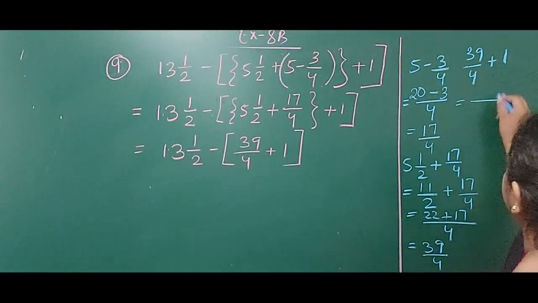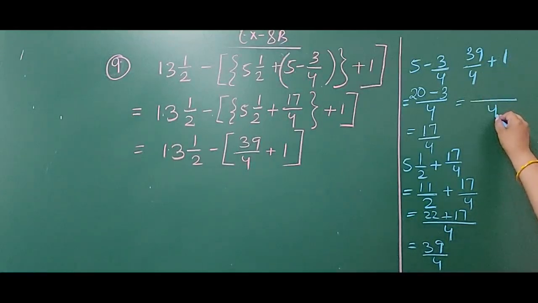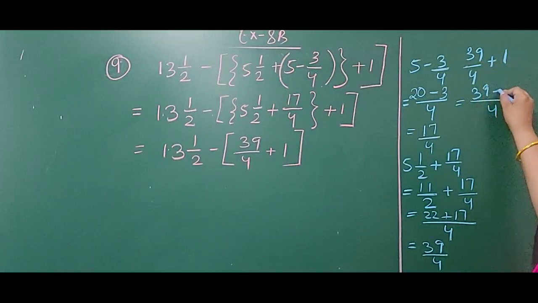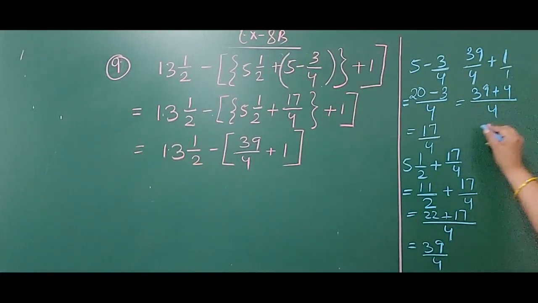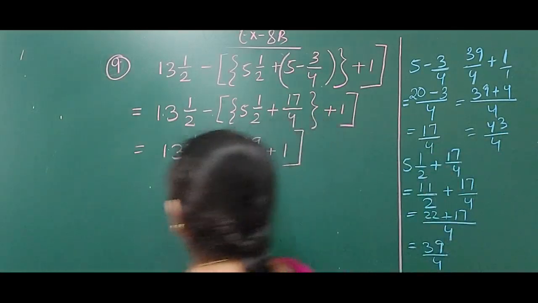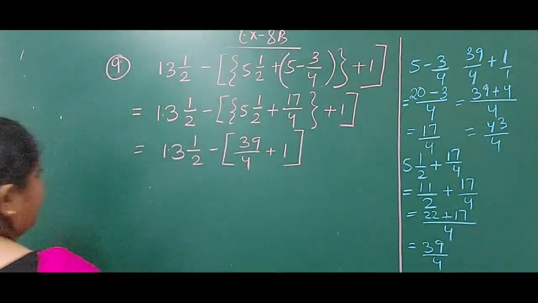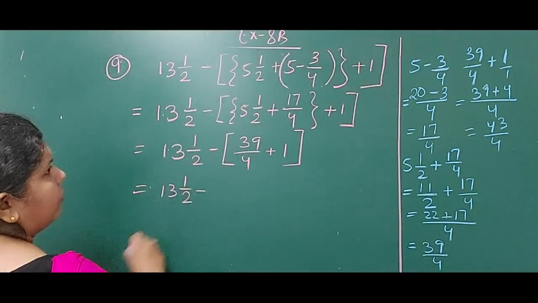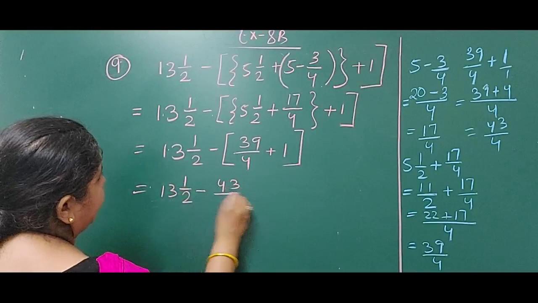So what do we get? Take the common denominator, that is 4 here. 4 divided by 4 is 1. 1 into 39, 39 plus, again 4 divided by 1 is 4. 4 into 1, 4. So 39 plus 4 is what? 43. Okay, 43 by 4. So let us write here, that is equal to 13 and half minus 43 by 4.